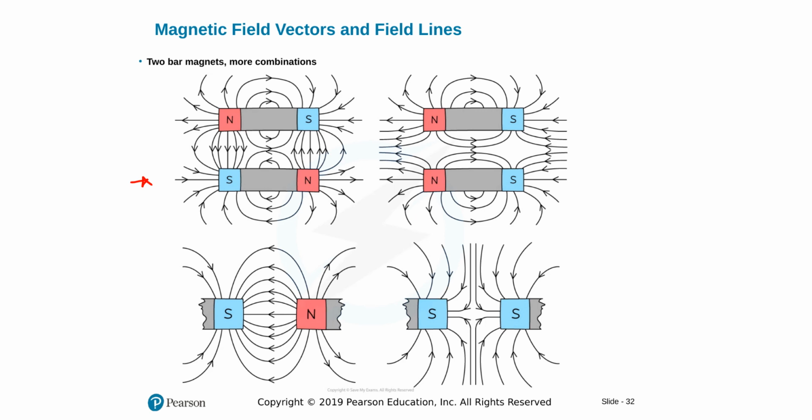Some more configurations here for you to view. Again, we are always drawing magnetic field lines from north to south. That's the idea here, north to south. It gives us overall how the magnetic field lines change in a configuration.